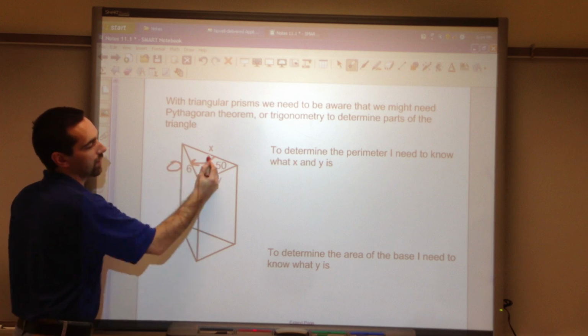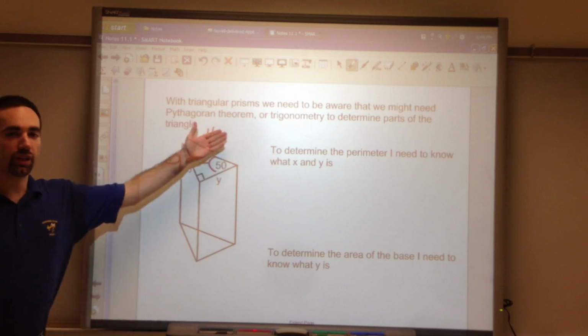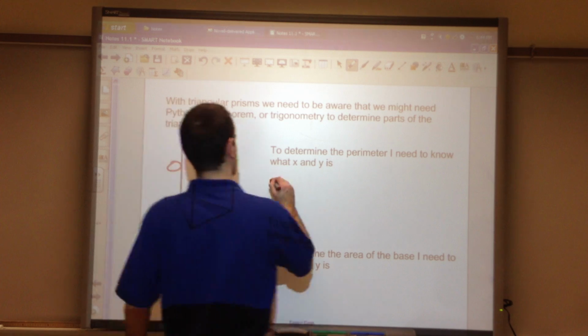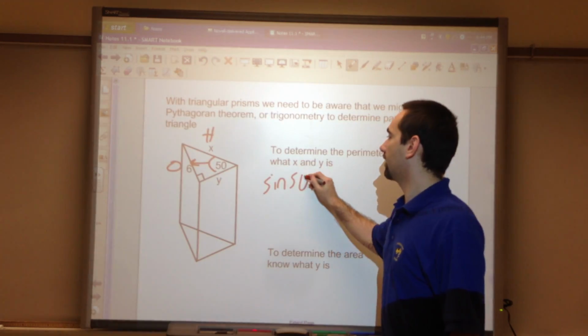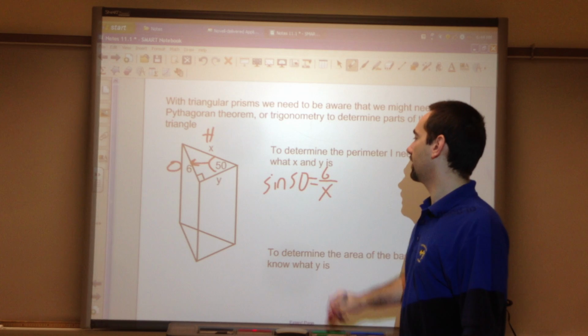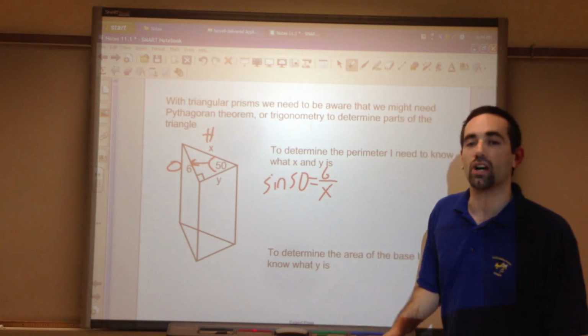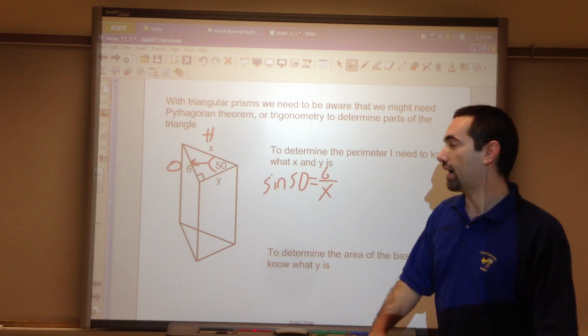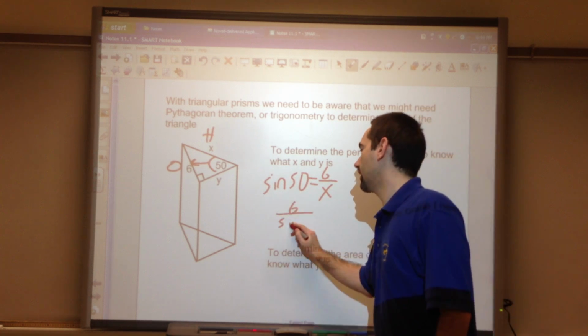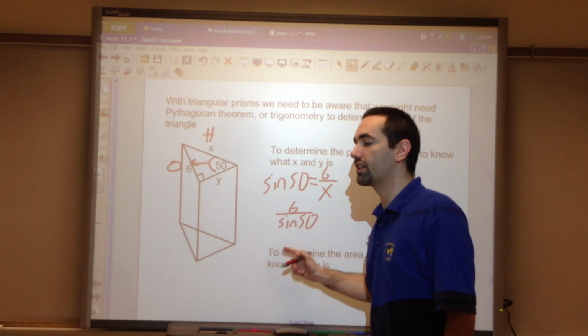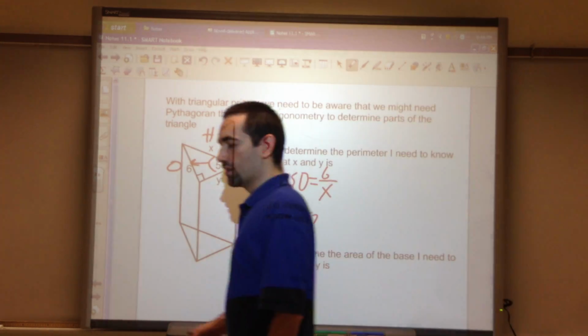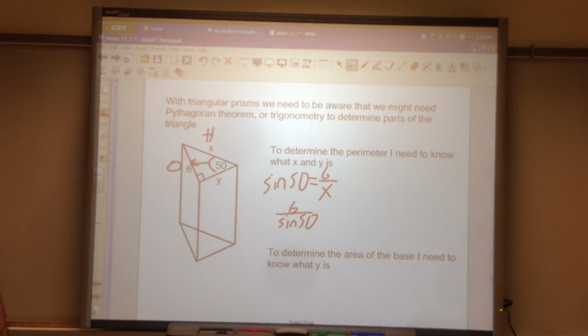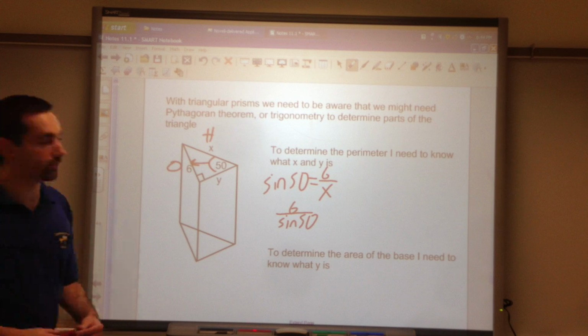Opposite, hypotenuse. O and H, sine. Sine of the angle is the opposite over the hypotenuse. X is on bottom, so we divide. 6 divided by sine 50. What do we get? We get 7.8.